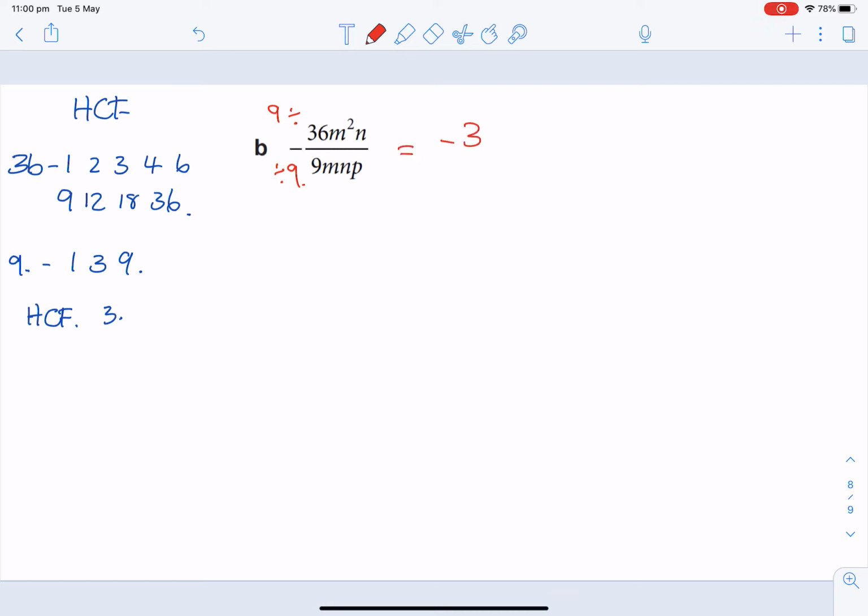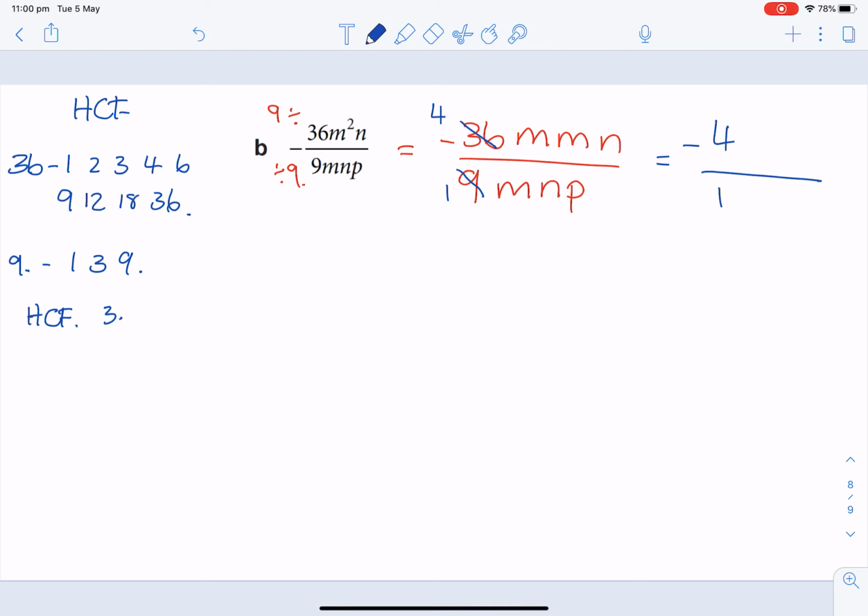So negative 36 m squared, which is m n, over 9mnp. Just so that people who aren't quite comfortable to play around with indices can see where I've cancelled out. So cancel that out, divide that by 9, I end up with 4. Divide that out, I end up with 1. So my new fraction will have 4 on the top and 1 on the bottom.